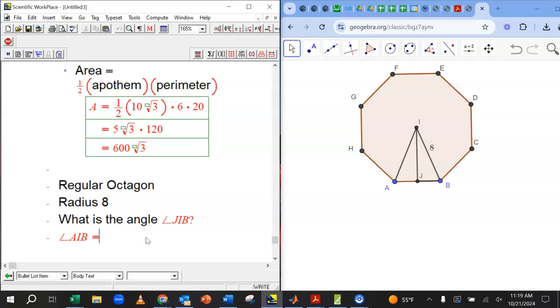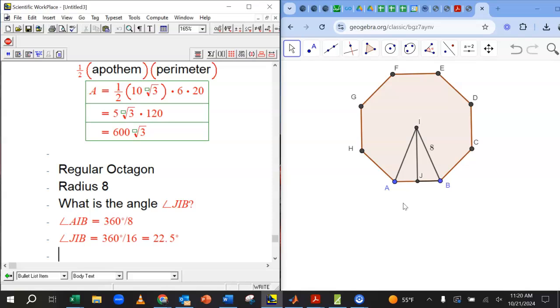And so AIB is going to be 360 degrees over 8. That's the number of sides. And so angle JIB is going to be 360 degrees over 16. People often miss that too because we're looking at that half slice. Like you cut yourself a big slice of this octagonal pizza, then you're like, I'm on a diet today. I'm going to just take this half piece that makes a right triangle because that's where the trig's going to come in. Okay, now that's 22.5 degrees as it happens. And so that allows us to find the crucial things.